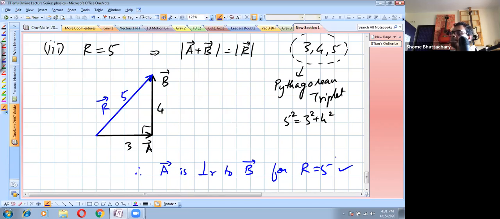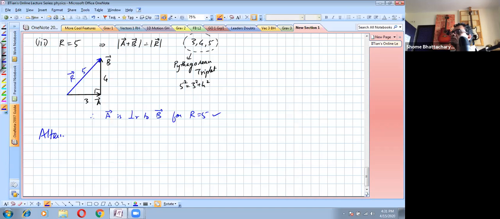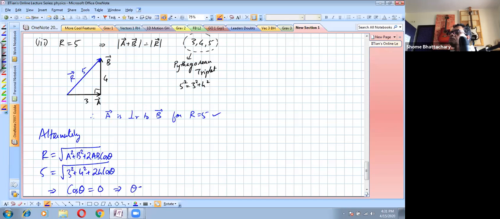Next up, I'll just quickly show you that method. Alternately, you substitute this. Now substituting here, you get 5 is equal to root of 3 square plus 4 square plus 24 cos theta. When you solve this further, which you can do yourself, you will see that you will get cos theta as 0. And that will again show you that theta is equal to 90 degrees. Whether you go by the algebraic method, which I have shown as the alternate method, or you go with the geometrical method, you are coming back to the same conclusion. So this, in a nutshell, was how to solve the first question.